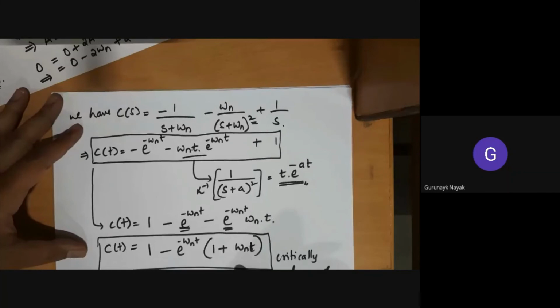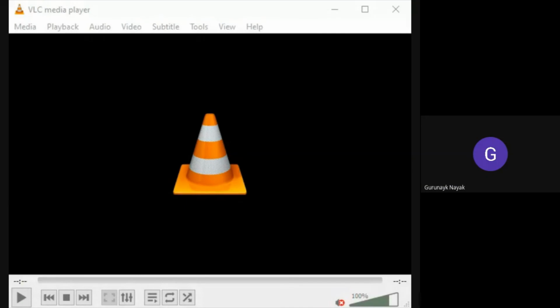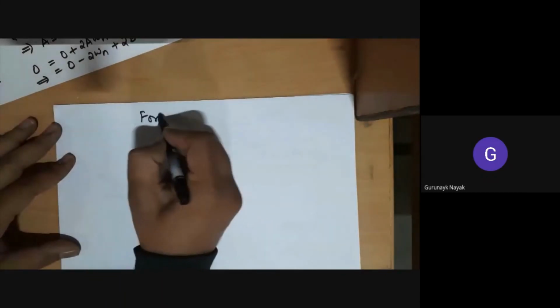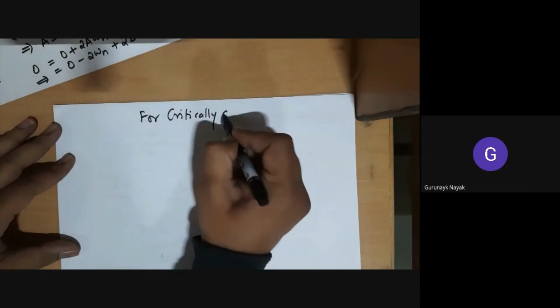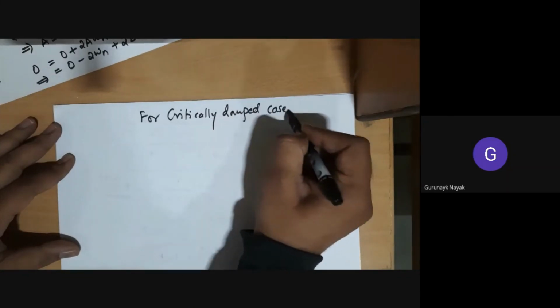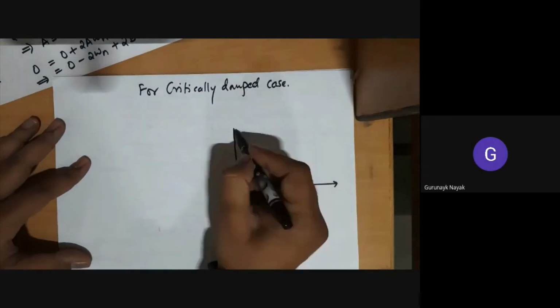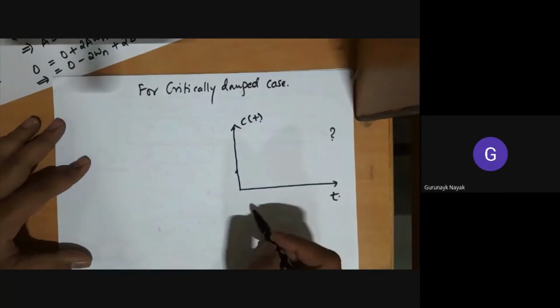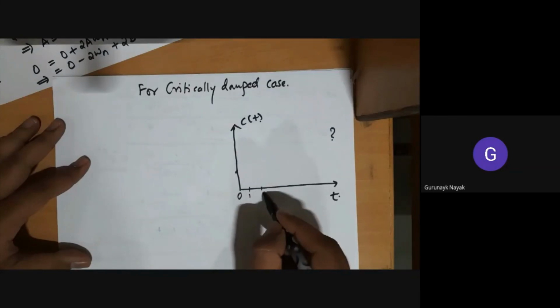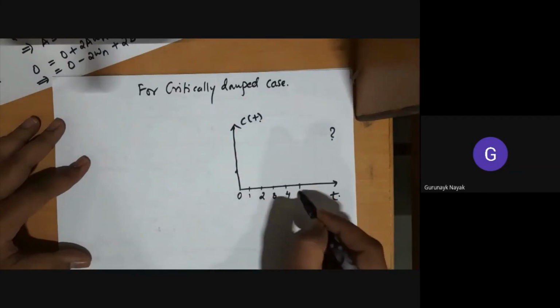What's the next step? Next job is let us plot this for critically damped case. So how do you plot? Suppose there was no computer existing and you had to plot the response. What is the simplest way? You plot xy axis. X axis goes to the independent variable t and y-axis goes to the output C of t.